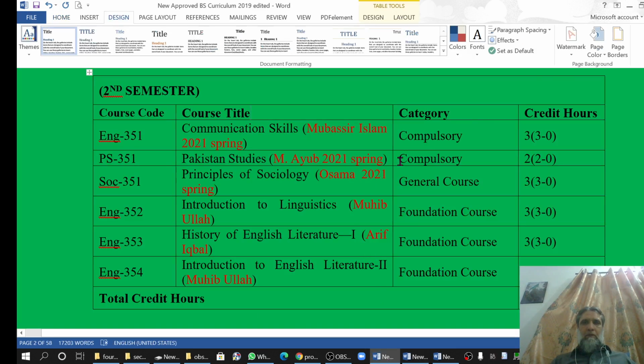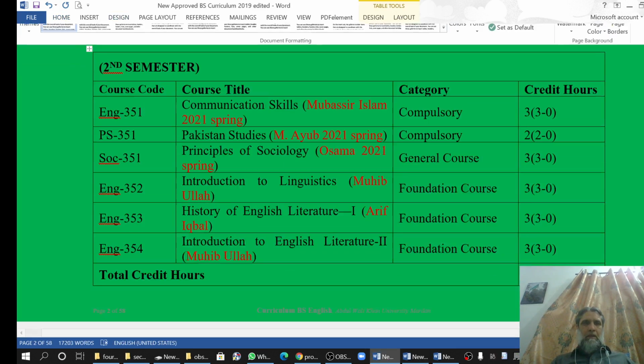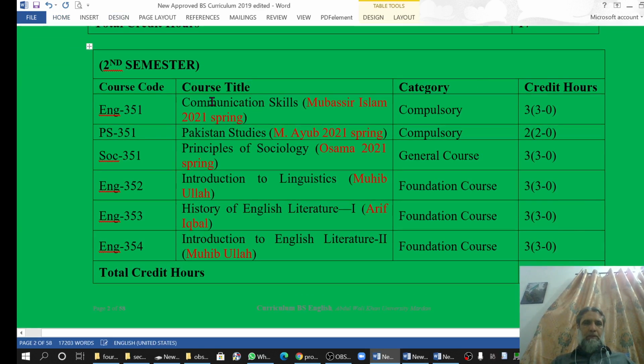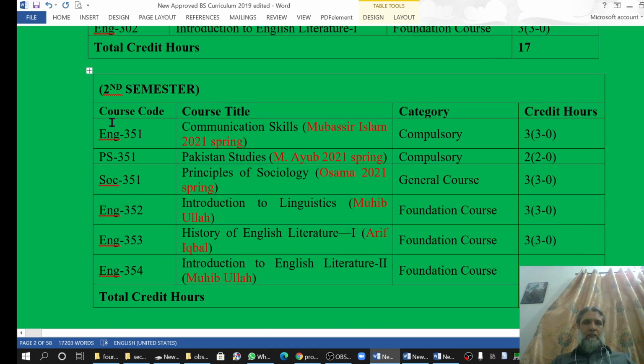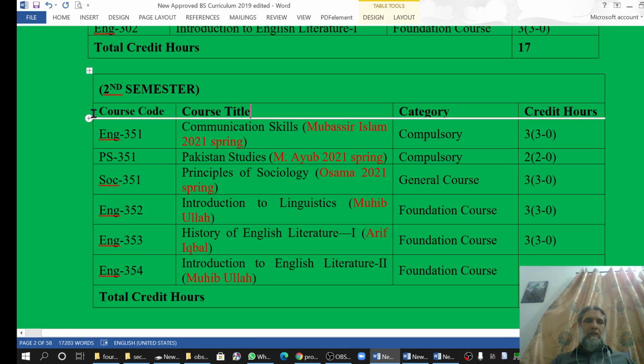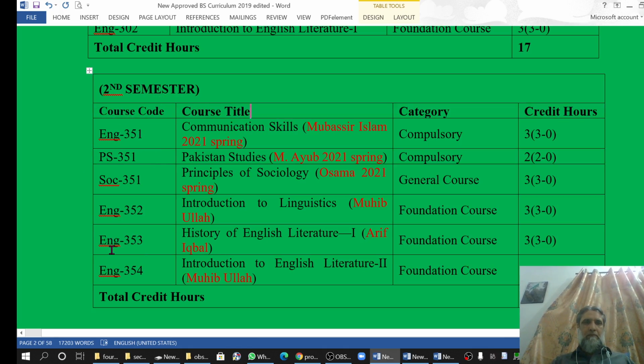If you have a look at these, these are the papers which you will face in the second semester. You can see that the course codes are given at this side. You don't have to do anything with these course codes, so they are not important for you. But these are referred to as the course codes of these papers.